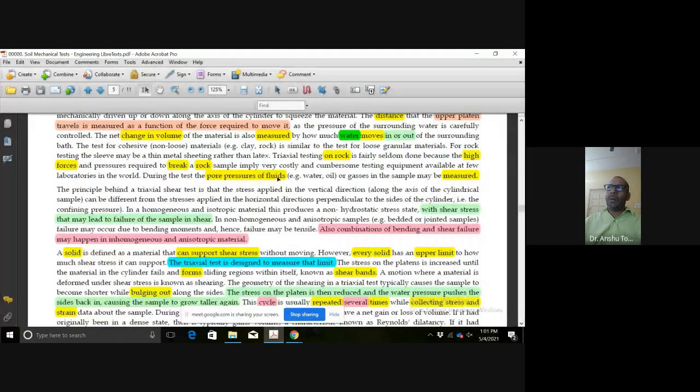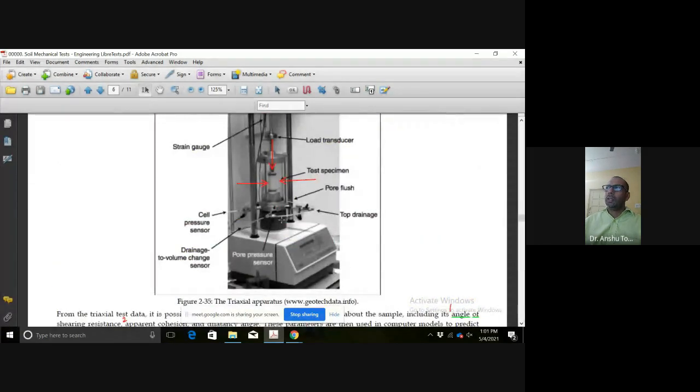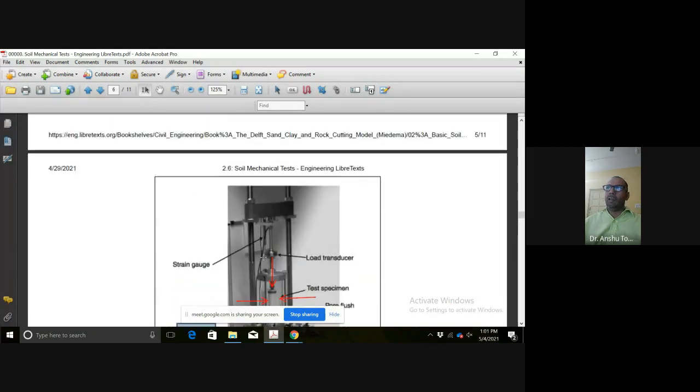During the test, the pore pressure of fluids is measured. That is, we have an instrument for drainage, volume change and cell pressure sensor. Here you can see the cell pressure sensor, which always evaluates under what conditions what stress is being applied. So as we get strain in a strain gauge, similarly in this type of pressure sensor we have a pressure evaluator.